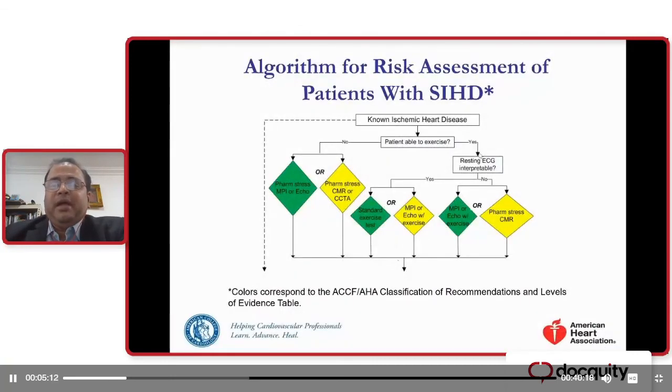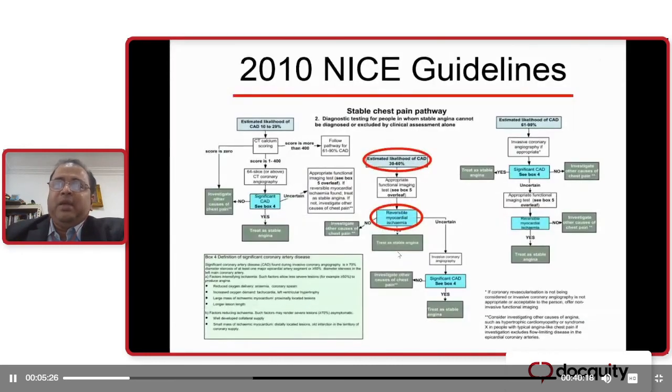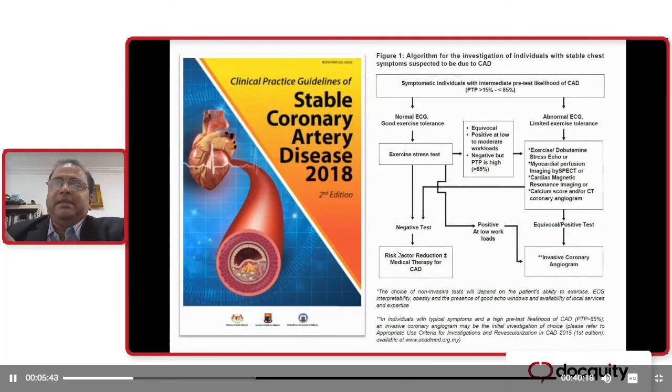So what do the guidelines say? This is the American stable ischemic heart disease guidelines. So basically it hinges on whether the patient is able to exercise or not, and you go along that to see the plethora of tests. But when you come to the NICE guidelines from the UK in 2010, they look at the pre-test probability. What is the possibility? A 20-year-old lady having chest pain is different from a 70-year-old gentleman having chest pain. So you have to factor that in. So our guidelines in 2018 are actually like a hybrid of both.